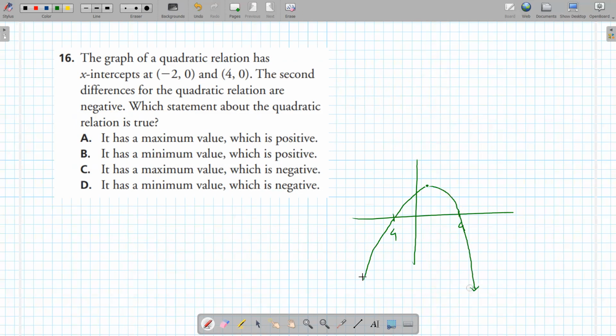So which statement is true about this? Is that a maximum or a minimum? It's a maximum. Is that coordinate positive or negative? Positive, so it must be option 1. When you're talking about the max and the min, you're always talking about the y value. So up here, the y value is positive.